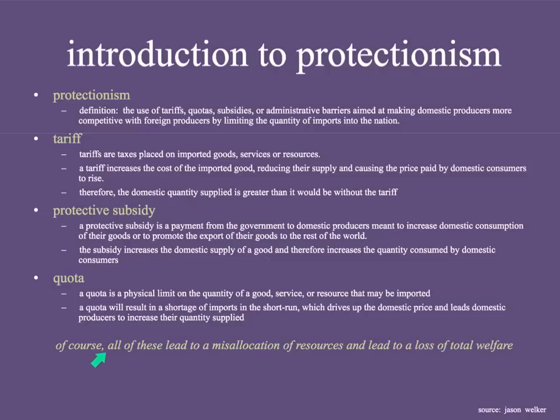So, but of course, all of these lead to a misallocation of resources and lead to a loss of total welfare globally. Protectionism is government intervention in the international market, and as a result, there's going to be a messing up of the natural equilibrium of goods and services, the prices of goods and services, and as a result, you're going to have a misallocation of resources. It all comes back around and around and around to you.